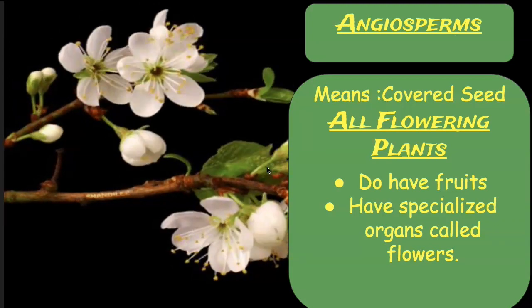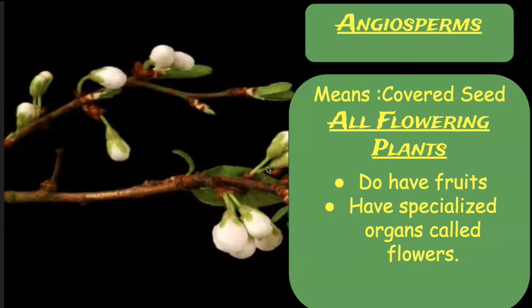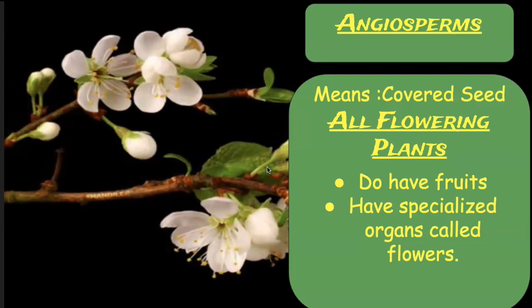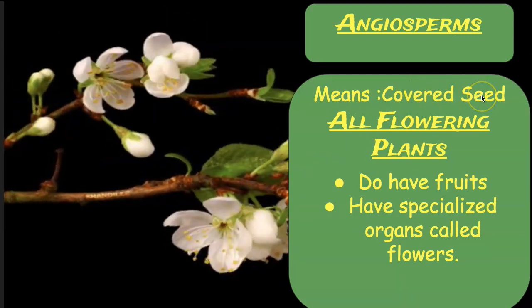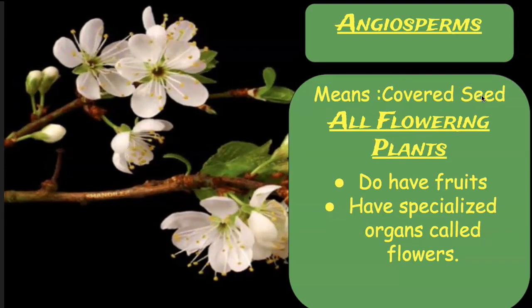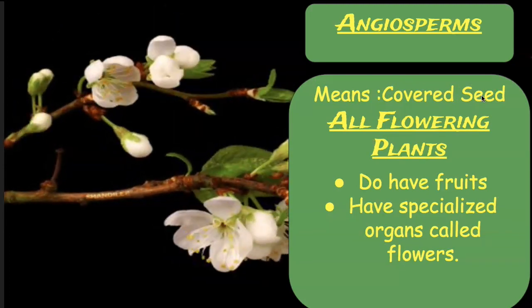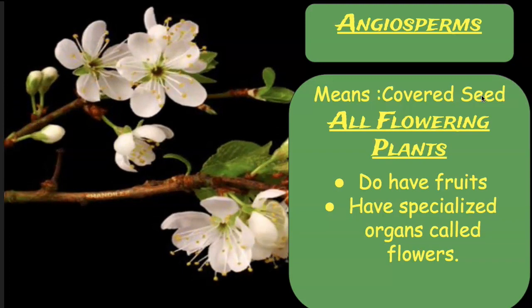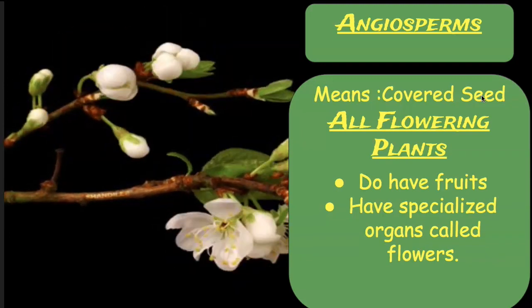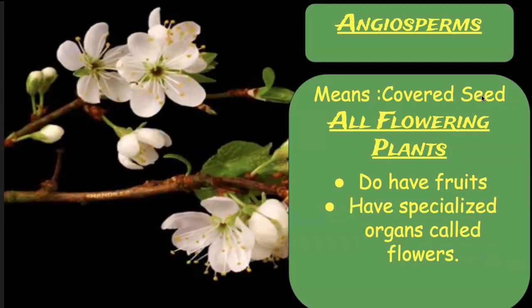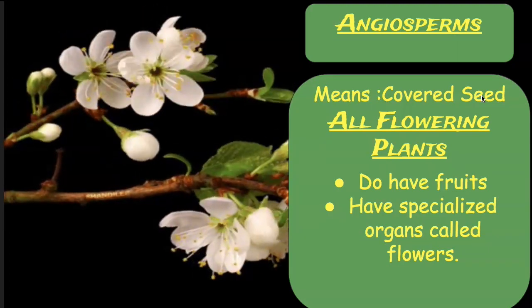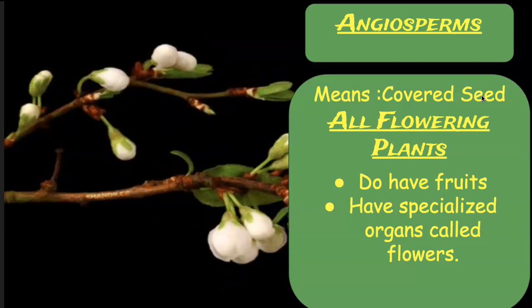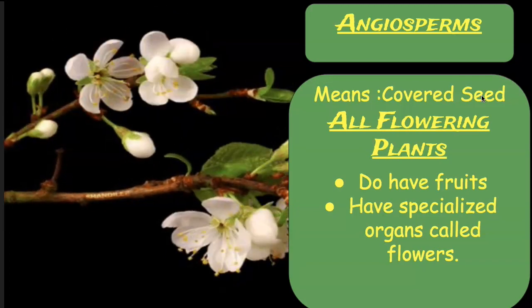Angiosperm simply refers to a covered seed. Remember, gymnosperm meant naked seed, angio referring to covered, and sperm referring to seed. And these are every single flowering plant on Earth. If you can think of a plant that has a flower, or if you can see a plant and you know it has a flower, it's an angiosperm. Now, what type of angiosperm? That's going to differ. But for the most part, if it has a flower, it's going to be an angiosperm.